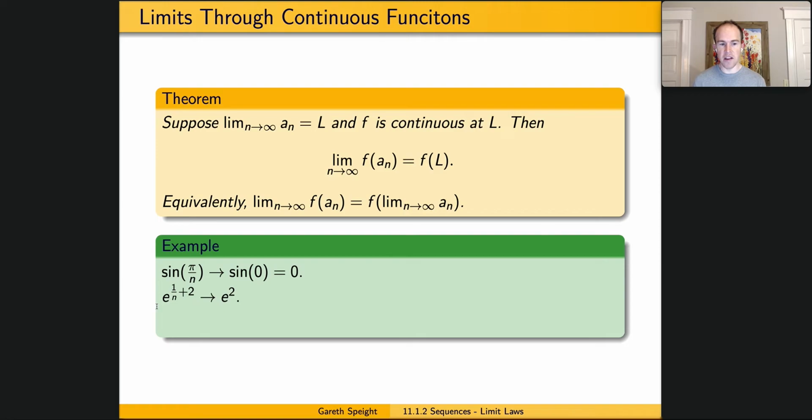Same story, we'd say e to the 1 over n plus 2. Right, we can bring the limit inside because exponential is continuous. The limit of 1 over n plus 2 is 0 plus 2, which is 2. So the limit of e to the power of that is going to be e to the 2.